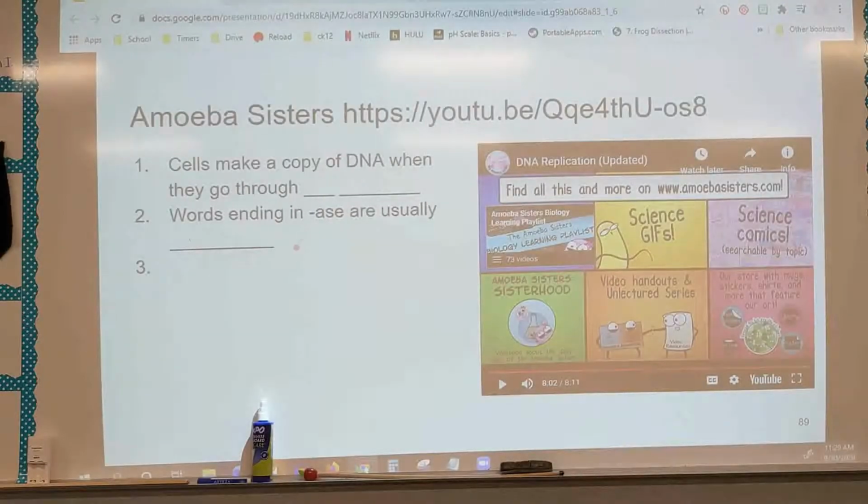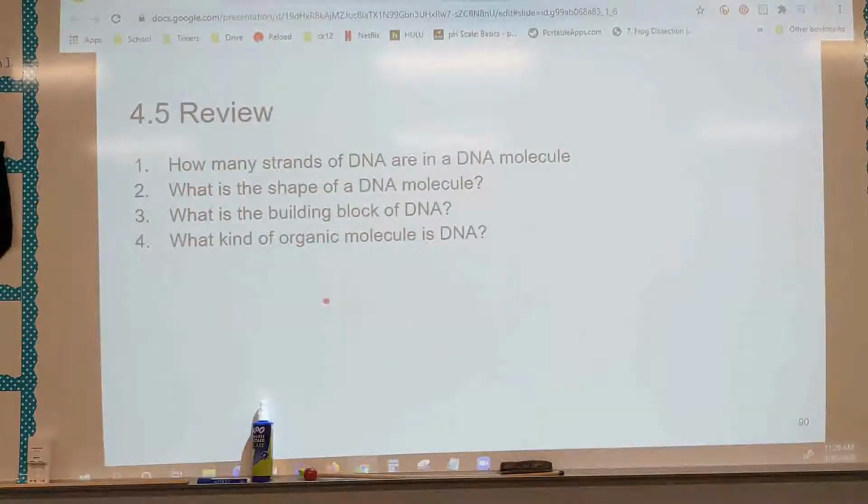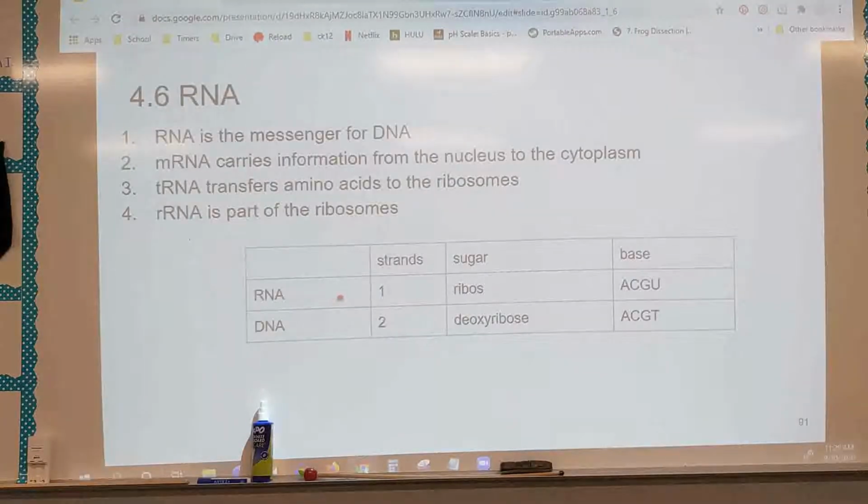Right, cell division. Alright, words ending in ace are usually blank, and usually enzymes. That's one to stick in your brain and keep there. If it ends in OSE, it's probably a sugar like ribose, deoxyribose, glucose, sucrose, fructose. If it ends in ASE, it's probably an enzyme.